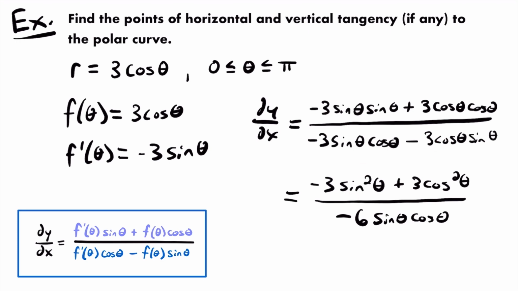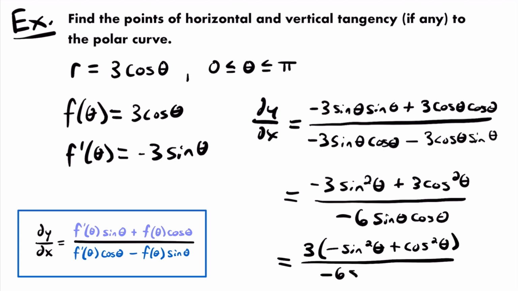Now one more thing that we can do to simplify. Notice that these two terms have a common factor of 3 that we can pull out. So if we pull 3 out to the front, this will be equal to 3 times negative sine squared theta plus cosine squared theta, divided by negative 6 times sine theta cosine theta.